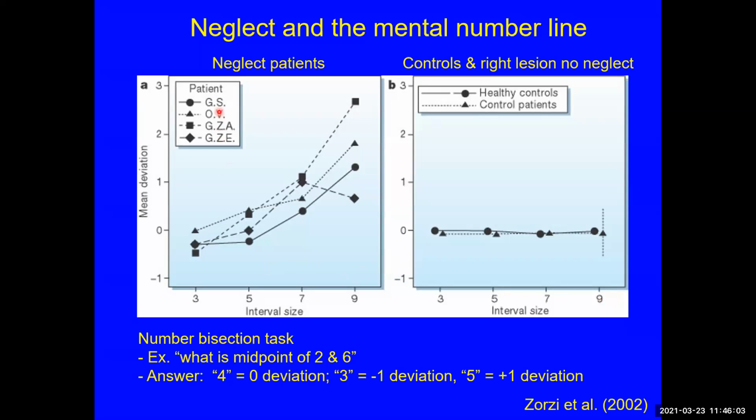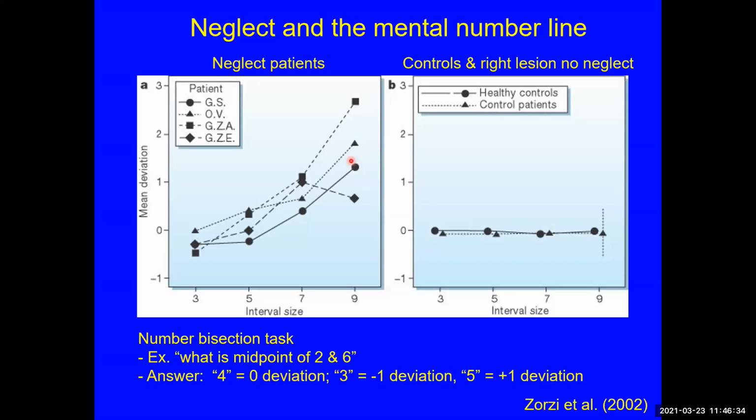But look what we get with these various patients that have hemineglect. These are the initials of 4 people that suffer brain damage and have hemineglect. For a small interval, let's say 3, they're pretty good at estimating. If anything, they may be underestimating a little. But then as you get larger and larger intervals, their estimate starts to get more and more towards the bigger number. And you saw that in all of the patients here.